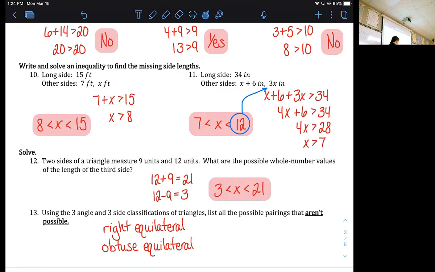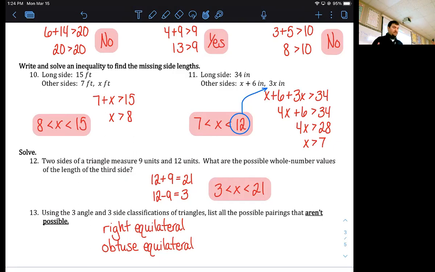Well, 12 minus 9 is 3. So if it's 3 or smaller, then 3 plus 9 equals 12. 3 plus 9 is supposed to be greater than 12. So it can't be any smaller than 3. In fact, it can't even be 3. It can be 3.1, it can be 3.2, but it can't be 3. So if it's between 3 and 21, we have a triangle.